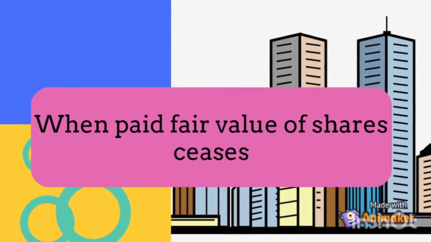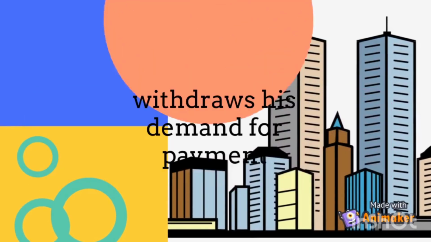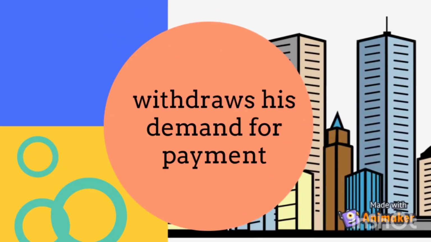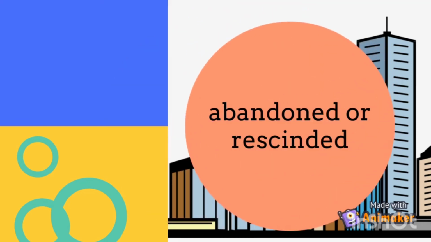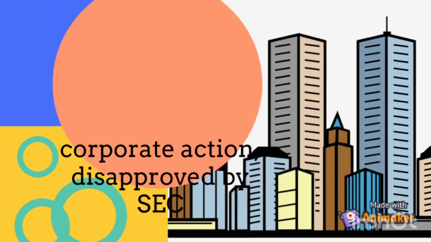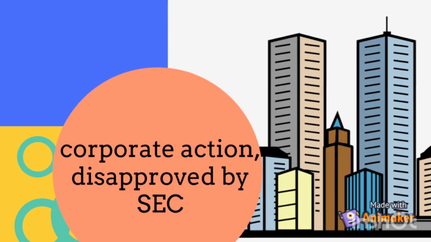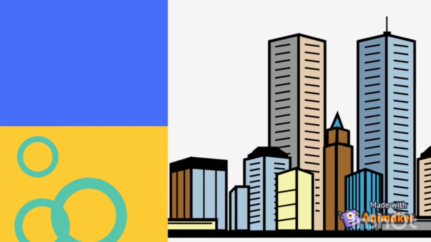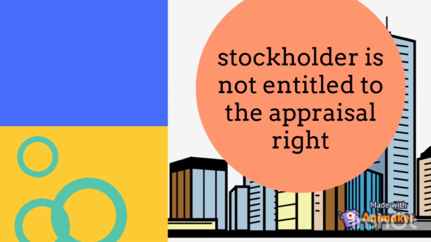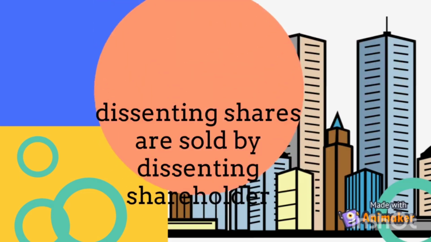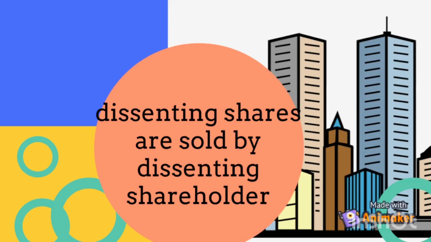When is the right to be paid fair value of shares ceased? It is when the dissenting stockholder withdraws his demand for payment, and the corporation consents. If the proposed corporate action is abandoned or rescinded by the corporation. If the proposed corporate action is disapproved by the Commission. If the Commission determines that the stockholder is not entitled to the appraisal right. If the dissenting shares are sold by the dissenting stockholder, after the notation on the stock certificate.